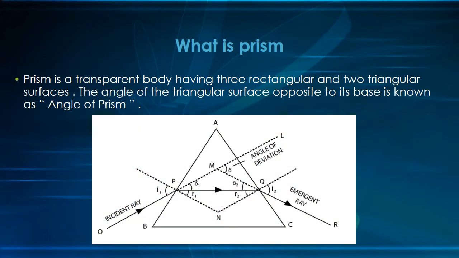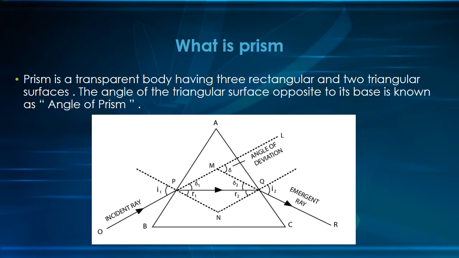So what is a prism? A prism is a transparent body having 3 rectangular and 2 triangular surfaces. The angle between the rectangular surfaces opposite to its base is known as the angle of prism.